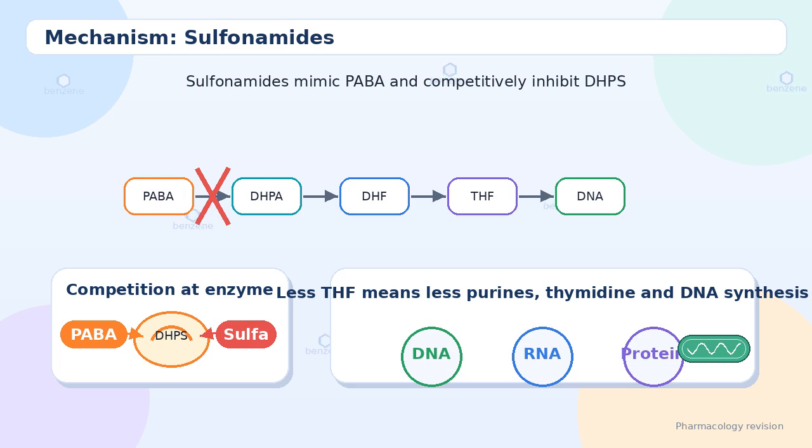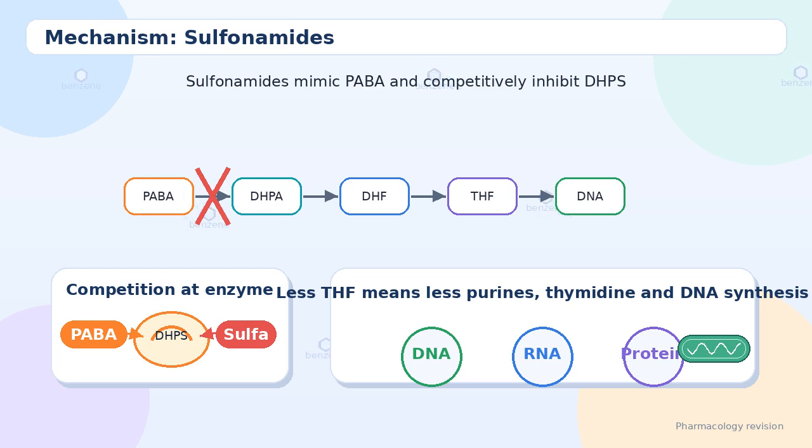Mechanism of action of sulfonamides. Sulfonamides act as competitive inhibitors of the bacterial enzyme dihydropteroate synthase. They mimic para-aminobenzoic acid, also called PABA, which is a normal substrate in folic acid synthesis. When sulfonamides bind to this enzyme, PABA cannot be incorporated into dihydropteroic acid.